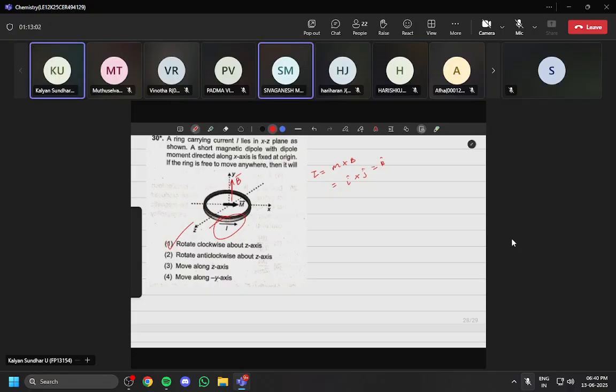சார் எஸ் சார். கிளாக் வைஸ் ஏன் ரொட்டேட் ஆகும்னு சொல்றீங்க? K கேப்புக்கு தான்டா போகுது. மைனஸ் K கேப்னா தானே ஆன்டி கிளாக் வைஸ்ல ரொட்டேட் ஆகும். K கேப் நமக்கு இங்கல இருக்கு. ஓகே சார்.